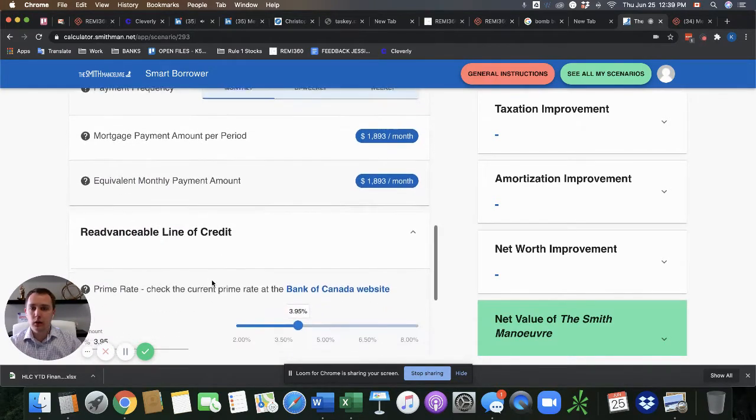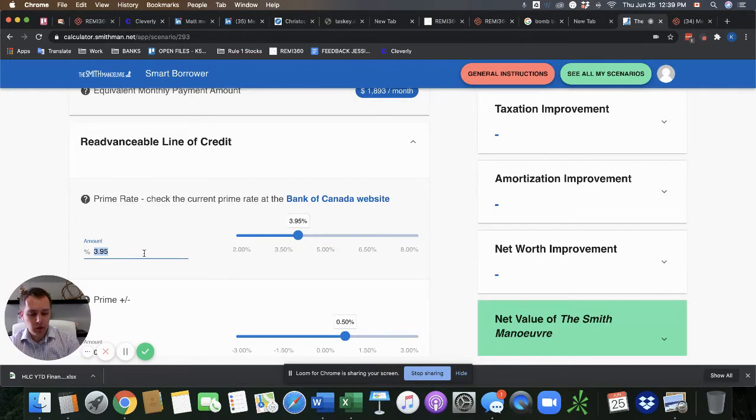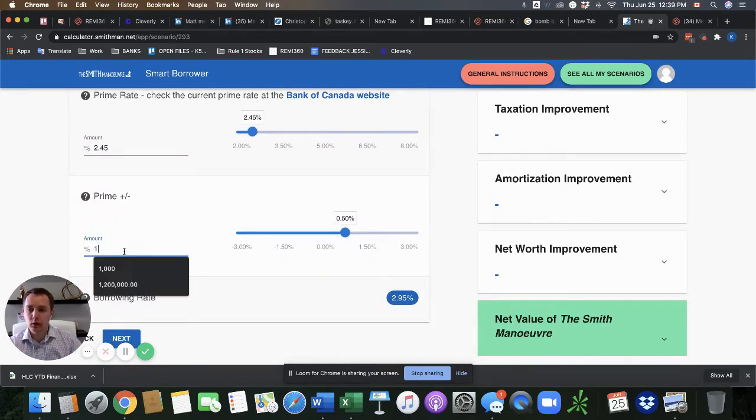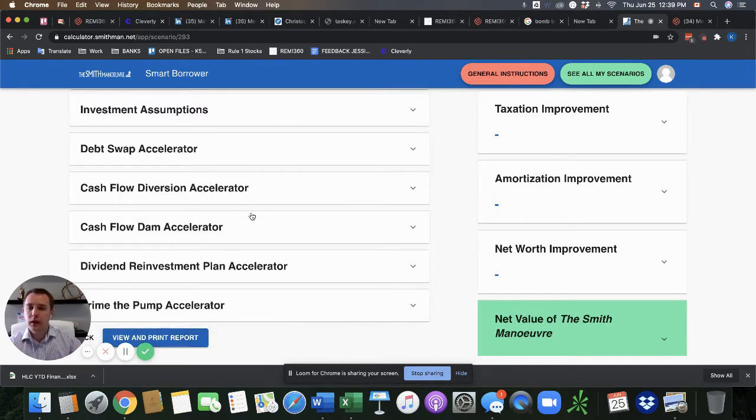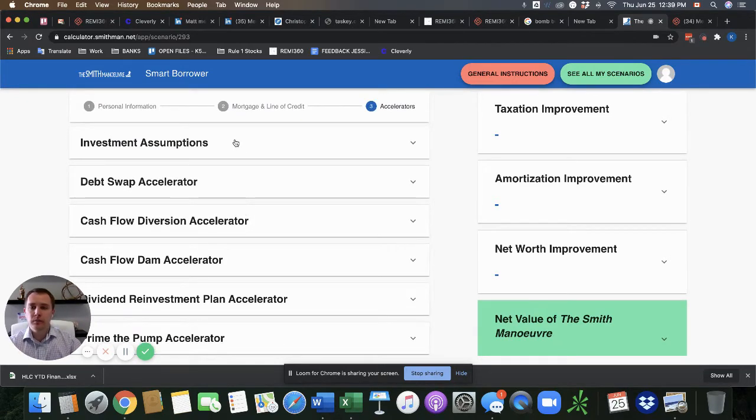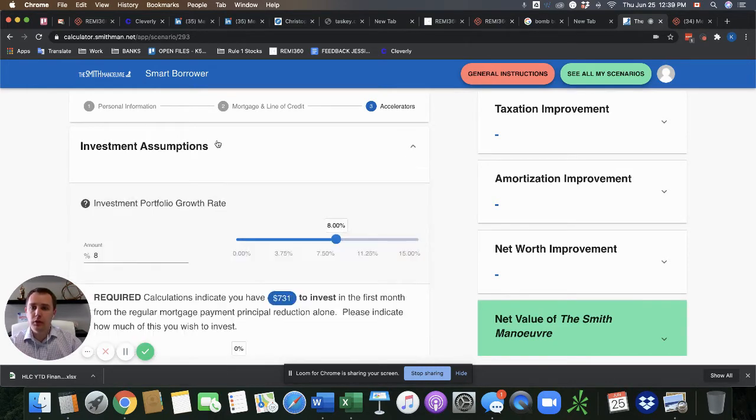The advanceable line of credit is going to be prime 2.45 as of right now, and I use prime plus 1, which is very conservative. Usually we can take somewhere between prime plus half or prime plus 1, 0.5 or 1%. And that's where it gets started. As you know, the Smith Maneuver, if you read this book, you understand it. If you don't, please reach out to us and we can ship a book to you, because I cannot explain this in a 5-minute video here.